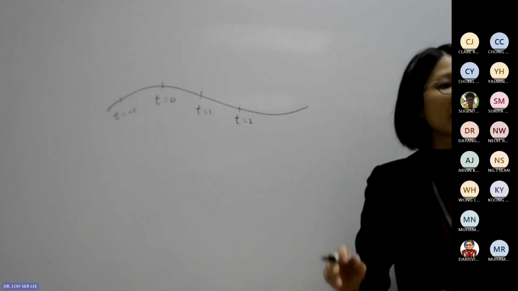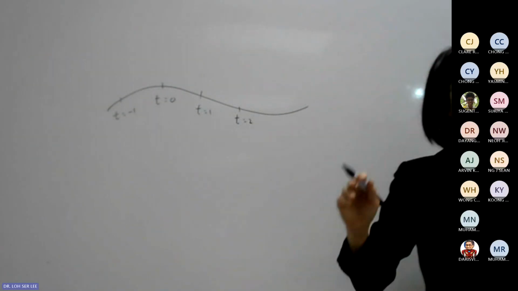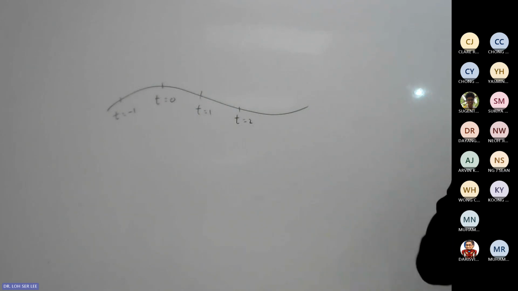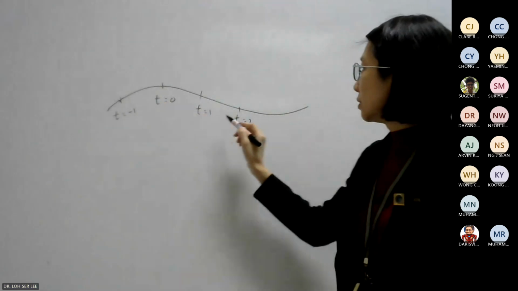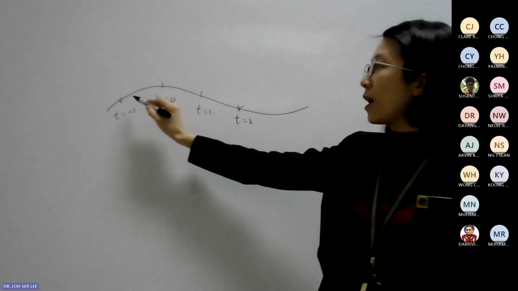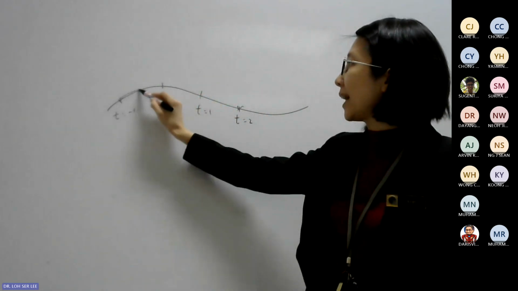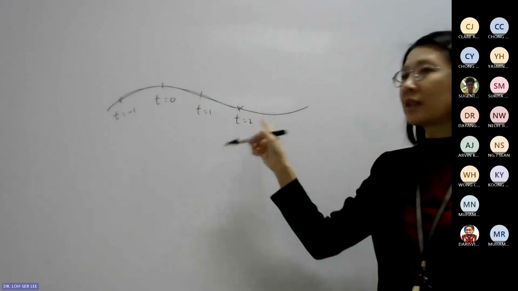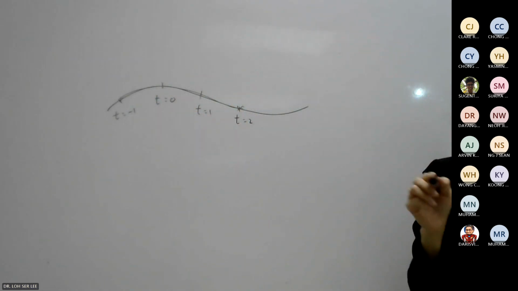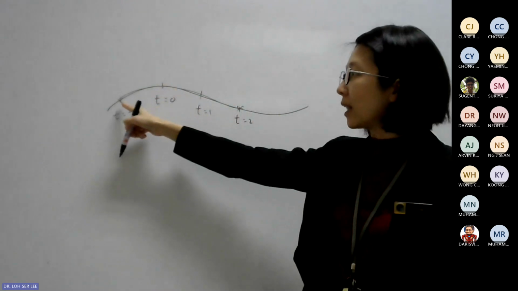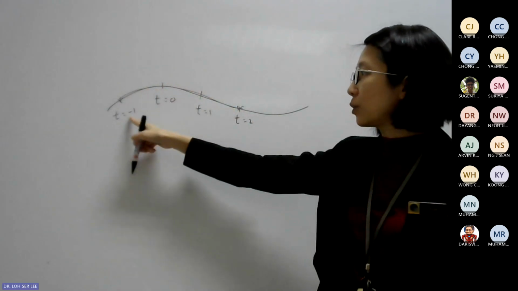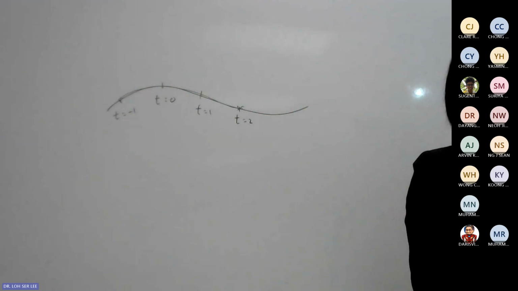Okay, now I want to explain a little bit on the arc length from a point to a point. From this example, t from -1 to 2, meaning that we want to know the length from this point to this point. We want to calculate the length from t equals -1 to t equals 2.